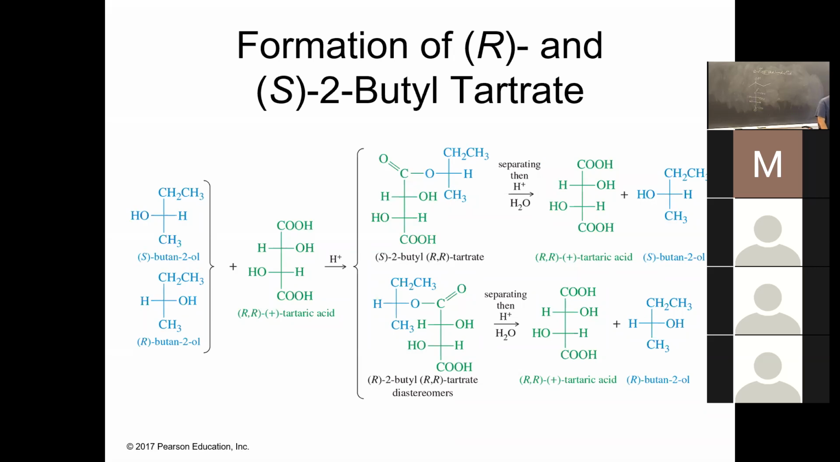This is what this is showing. Once we separate them, we can cleave the esters back to the original alcohols using dilute acid.